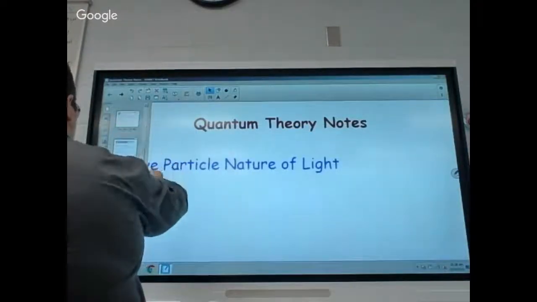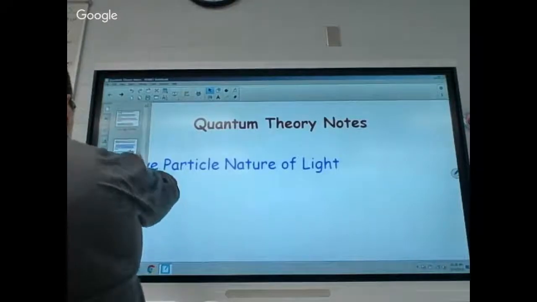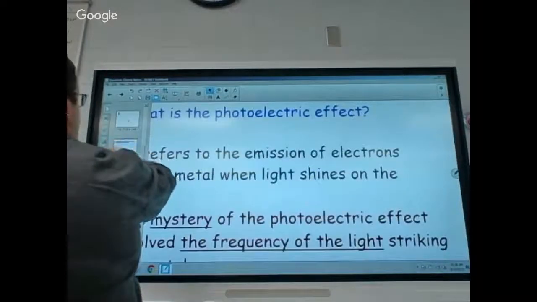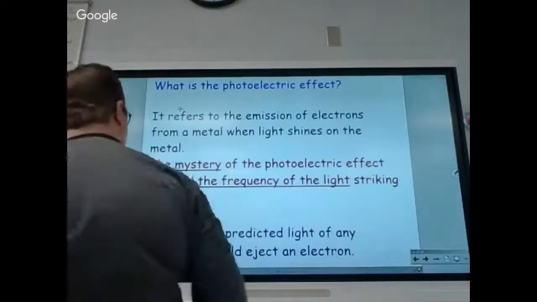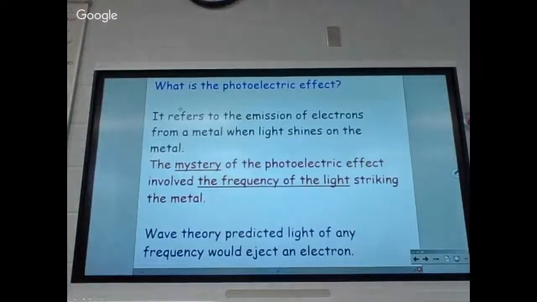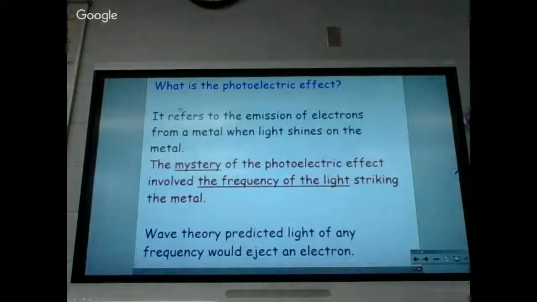All right, so we need to go. Let's see where that puts us. I think that's pretty close. All right, that's where we were on Friday, right? So we talked about what the photoelectric effect was on Friday. We said that it was the emission of electrons from a metal, correct?